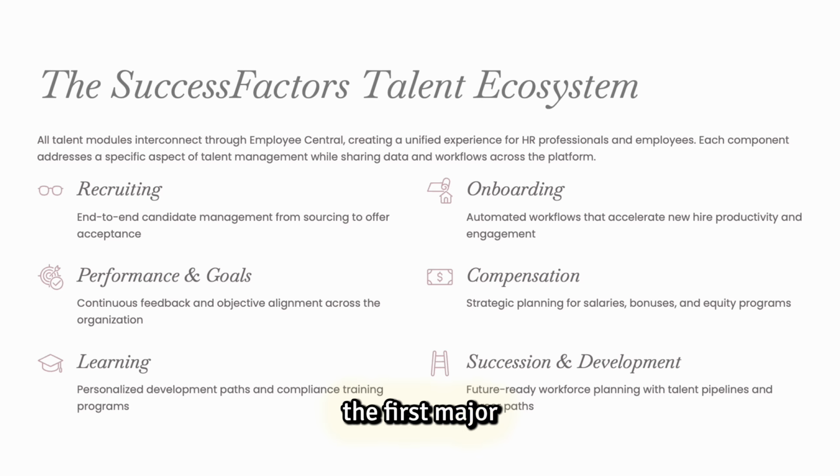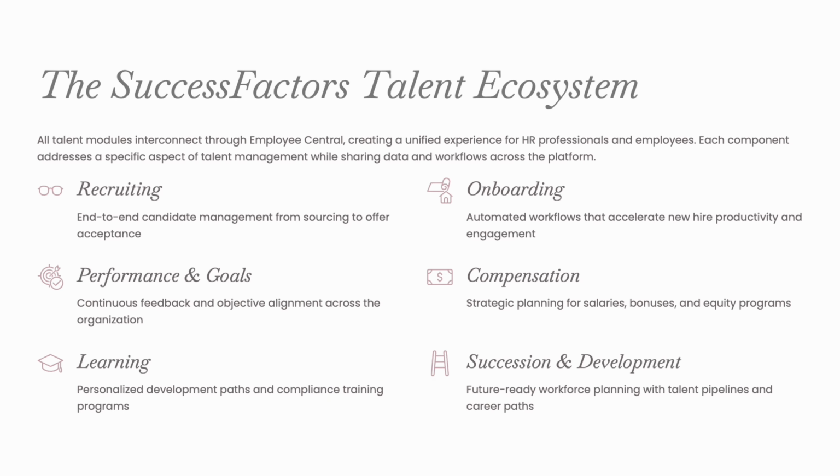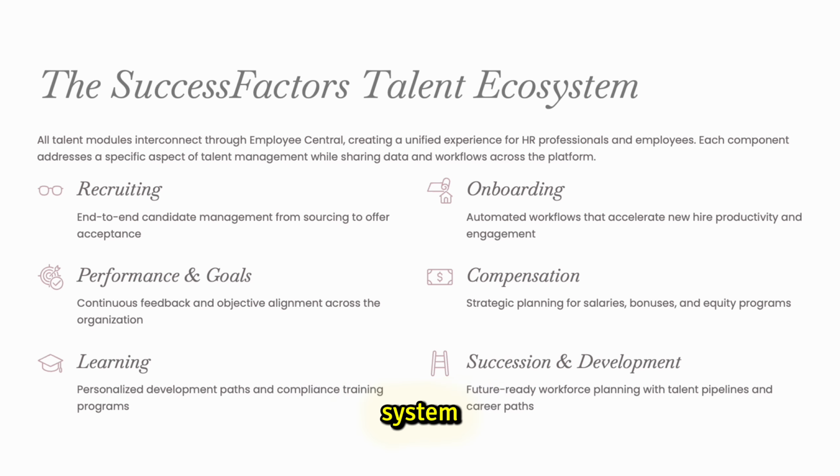The first major module is recruiting. Recruiting allows companies to manage job postings, candidate applications, interview processes, and hiring decisions. When a candidate is selected, the recruiting system transfers the candidate's information into Employee Central, where they officially become an employee. This transition is critical because it connects talent acquisition with the core HR system.